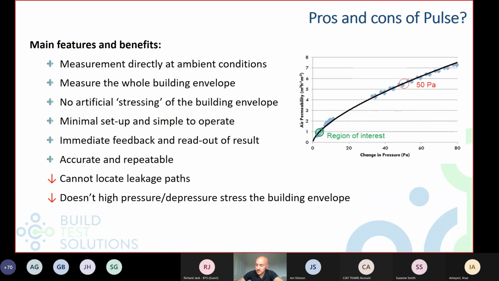And as Richard touched on at the very start, we've put an awful lot of work into the validation and verification of our methods, with extensive field trial testing and third-party verification. So we can state with confidence that Pulse provides very accurate and highly repeatable results. Pulse cannot identify the leakage paths and doesn't provide that stress test, deep pressure, as offered by the fan.